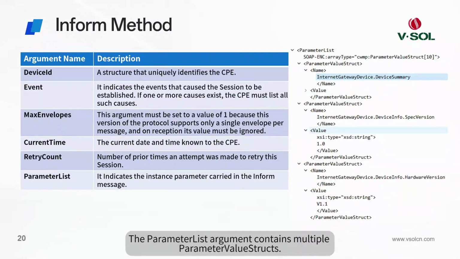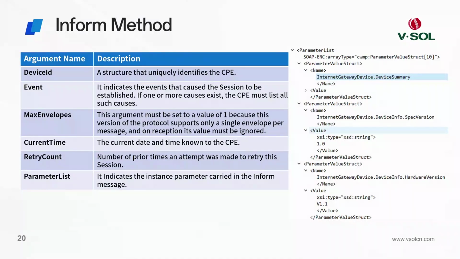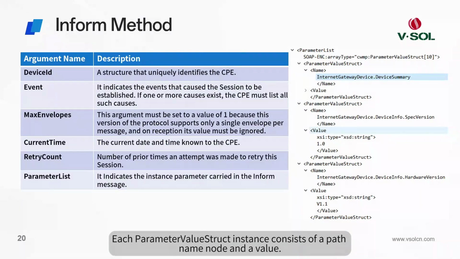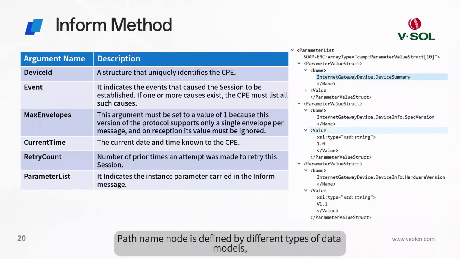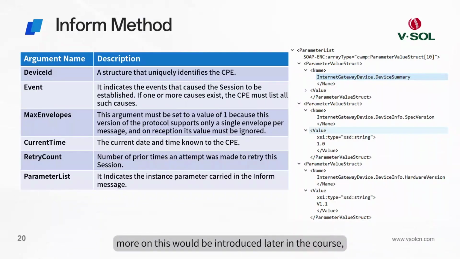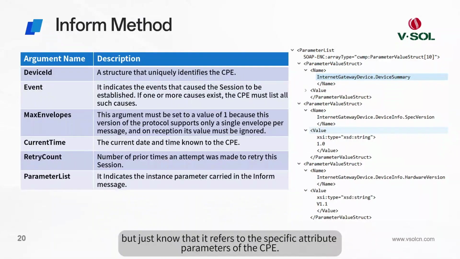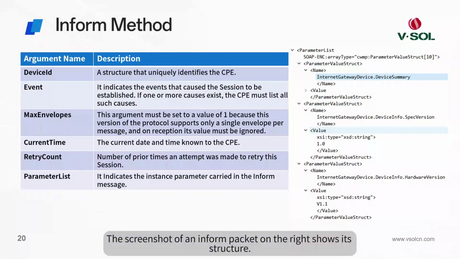The parameter list argument contains multiple parameter value structs. Each parameter value struct instance consists of a pathname node and a value. Pathname node is defined by different types of data models. More on this would be introduced later in the course, but just know that it refers to the specific attribute parameters of the CPE. The screenshot of an inform packet on the right shows its structure.